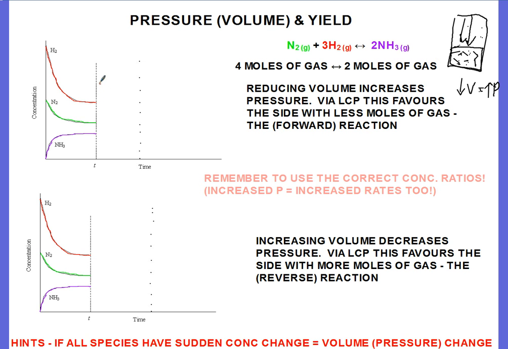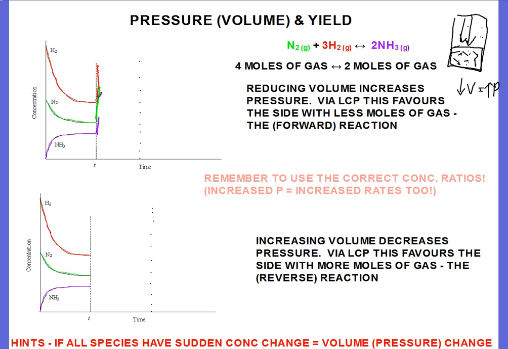So if we say the hydrogen jumps up to, say, here, it's increased its concentration by half again. That means each of these species will need to increase their concentrations by half again. So half of that height there is about there, and nitrogen is going to increase its concentration by half as well, it'll jump up to about there. So if you see a sudden spike in all the concentrations, that means the pressure has gone up.